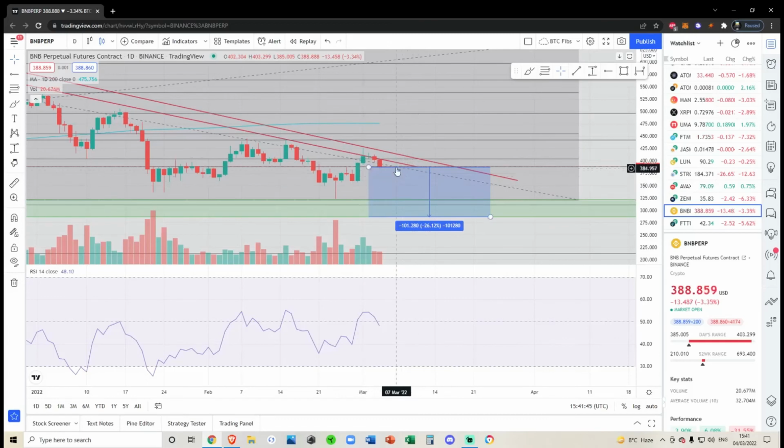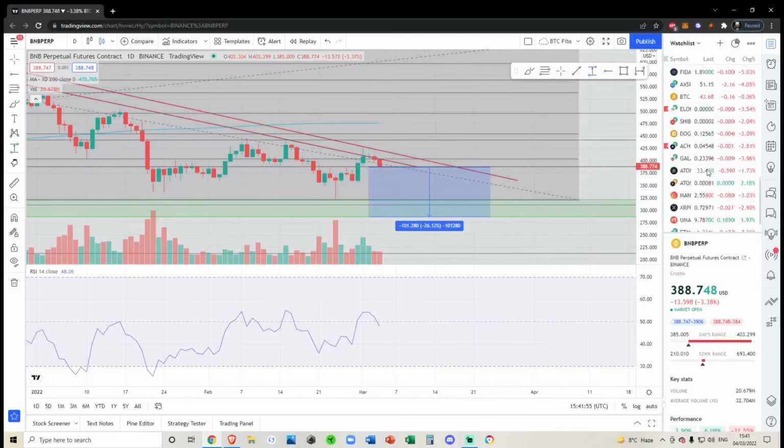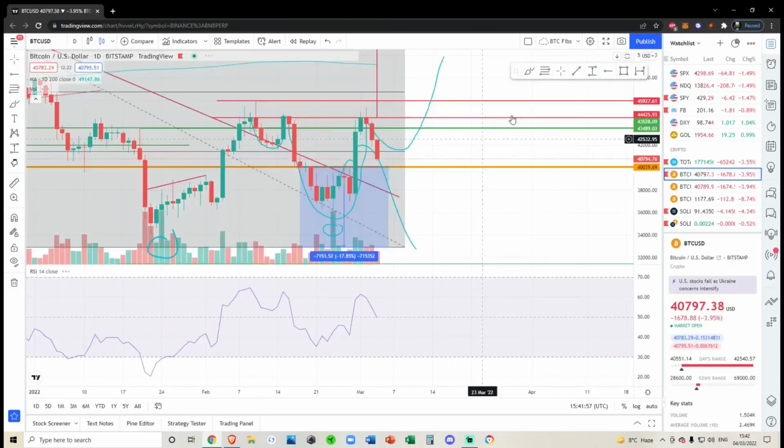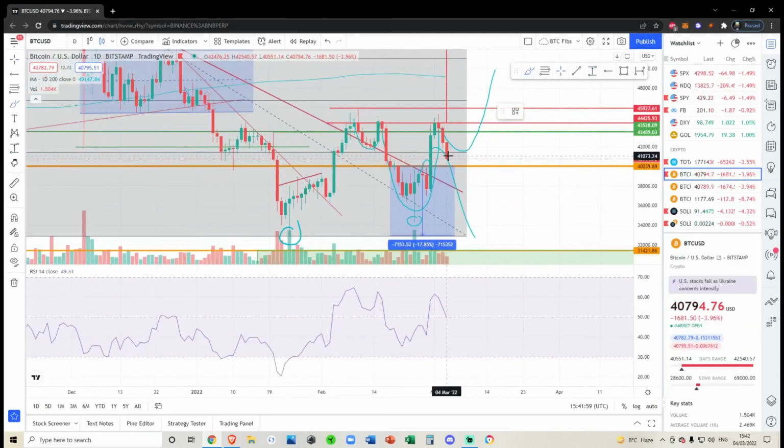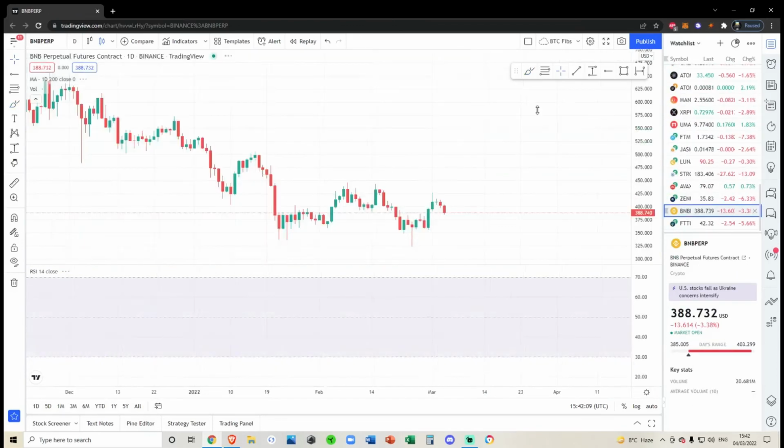In my opinion, in the short term, it does look like we're going to come down to at least 320. So in the next few days, I am bearish. I think we're going to be coming down maybe 17%. If I'm wrong about that, then Bitcoin would really need to hold the 40,000 and reverse ASAP. If we don't see a reversal on Bitcoin ASAP, then as soon as Bitcoin loses 40,000, BNB is going to be falling off the table.